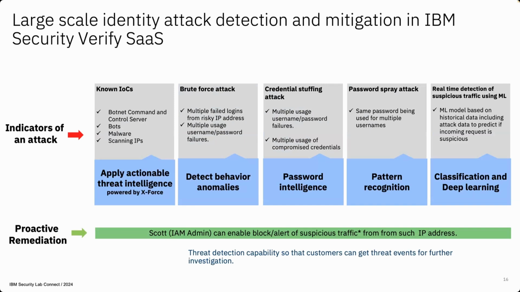Credential stuffing attacks, so multiple usage of usernames and passwords for a single user, multiple usage of compromised credentials. Password spray attack, so the same password being used for multiple usernames, right? This is where we recognize patterns and leverage things across the set of capabilities that we've built as part of analyzing these attack vector types. And then the last one is real-time detection of suspicious traffic using machine learning. We use the historical data across all these to apply machine learning to associate and assess the risk.